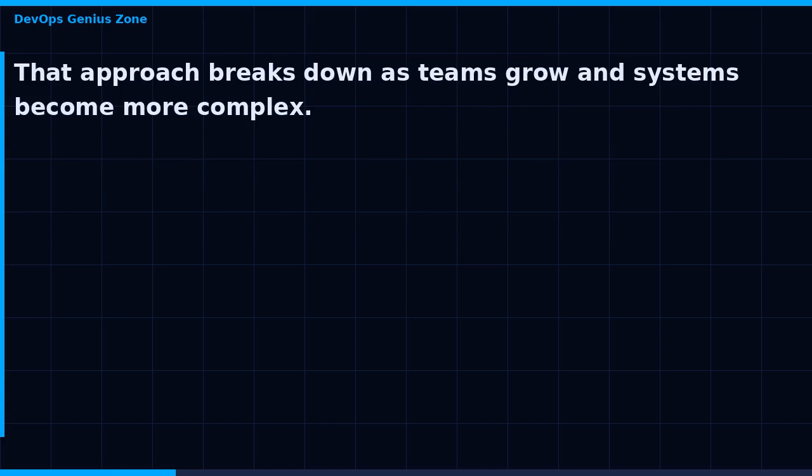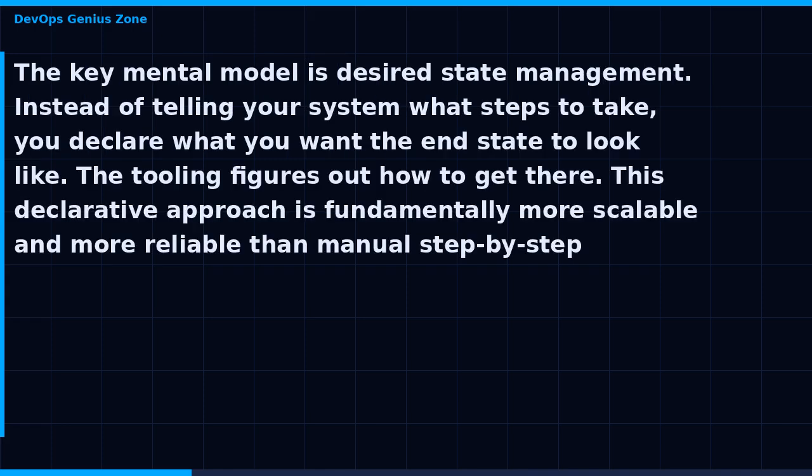The key mental model is desired state management. Instead of telling your system what steps to take, you declare what you want the end state to look like. The tooling figures out how to get there. This declarative approach is fundamentally more scalable and more reliable than manual step-by-step processes.